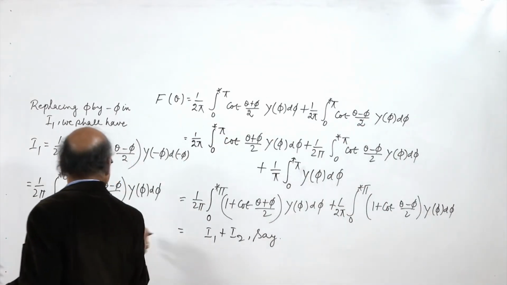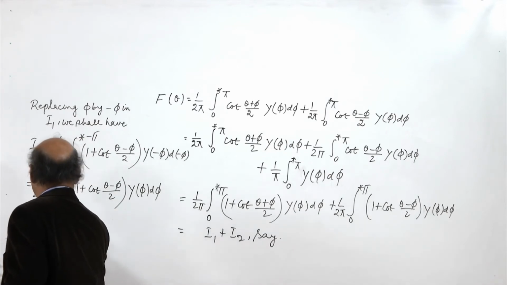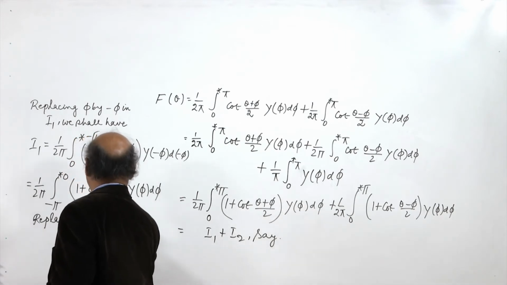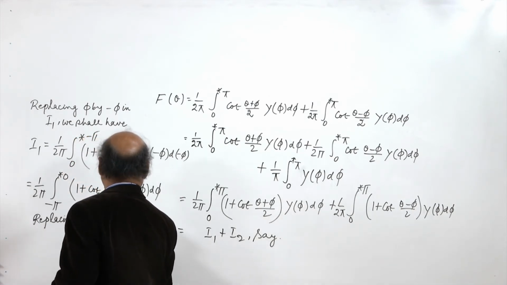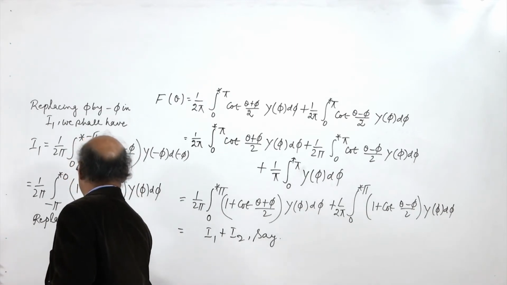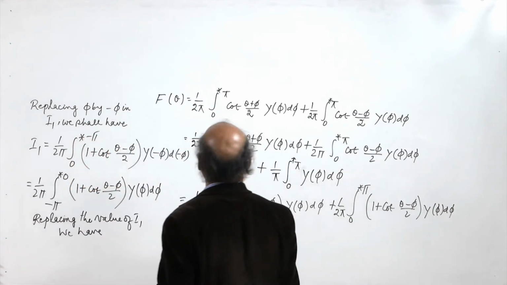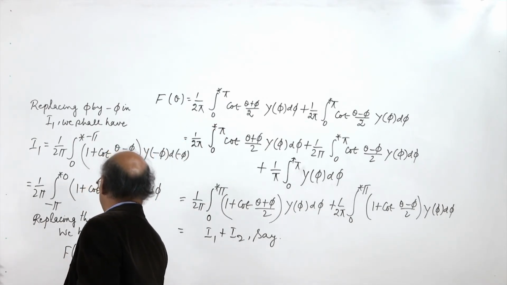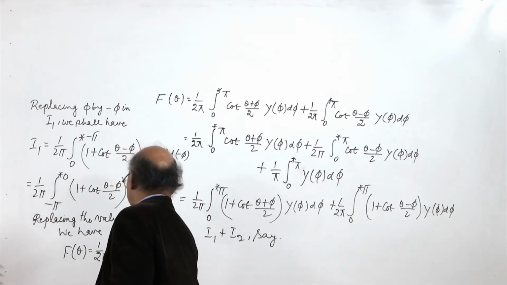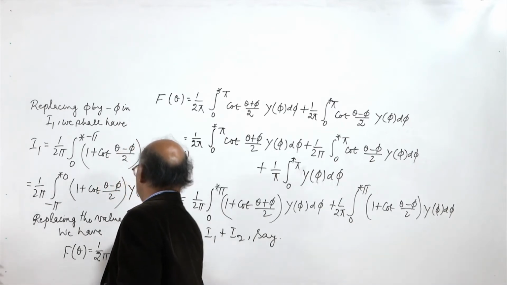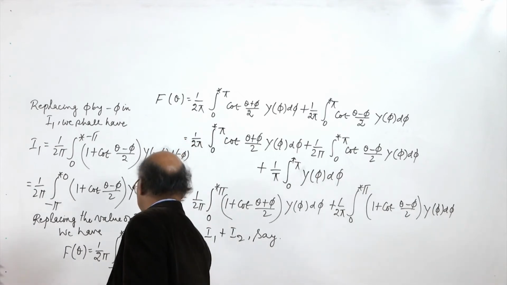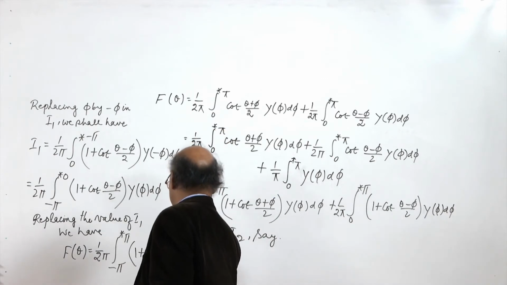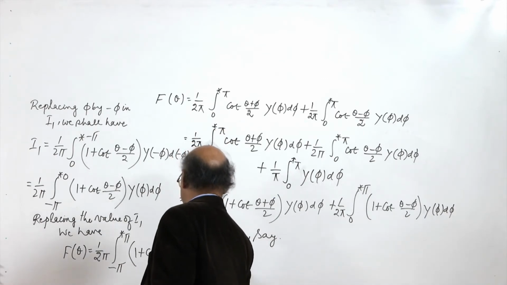So, this integral can be replaced by that, and then we can combine. Replacing the value of I1, we have f theta equal to 1 over 2 pi integral over minus pi to pi of 1 plus cot of (theta minus phi) by 2, y phi d phi.